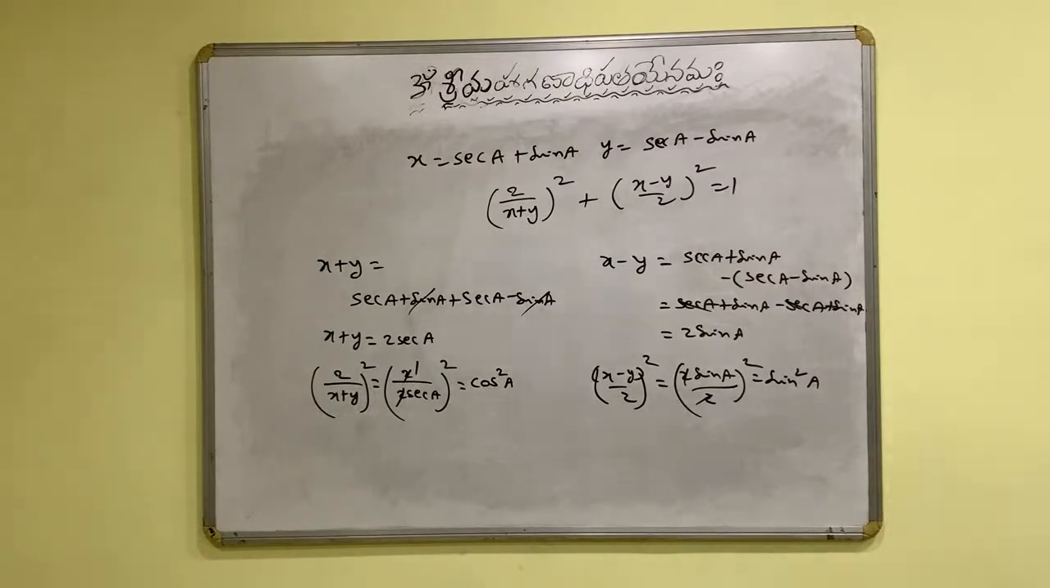Okay, children. Now, you observe, I will say that the problem is done. What else is required, children? We got 2 by x plus y whole square as cos square A and x minus y by 2 whole square as sin square A. Okay. So what else is to be done? What we have to prove?